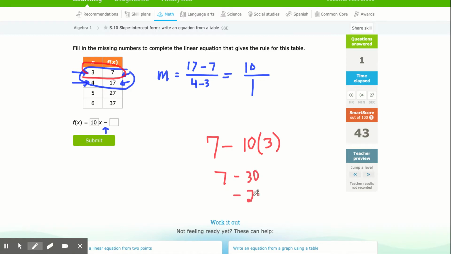Now, this is what I meant a little earlier. I pointed at this negative that's sitting right here. That negative tells me that they already included the negative. Don't type in negative 23 here. You'll get it wrong. They already included the negative. Just type in 23.